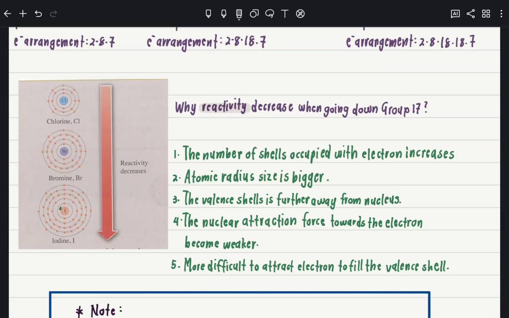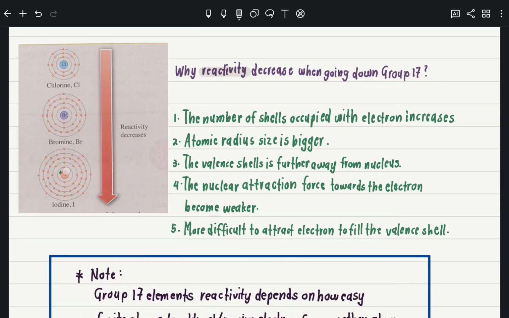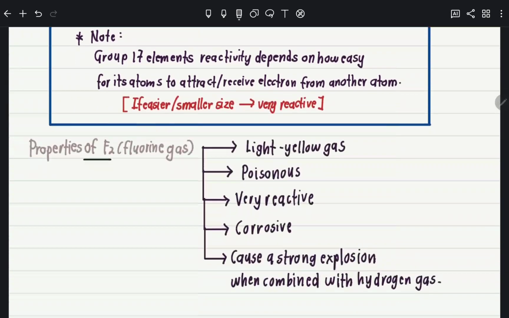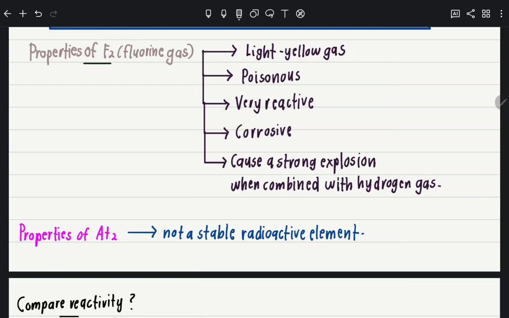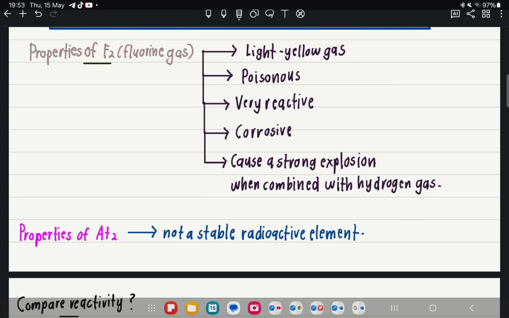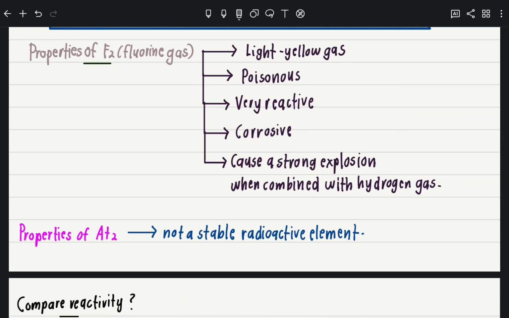Nuclear attraction force is mostly strong. Okay, you will say strong and weak. Okay, it's not higher. So I hope you understand that one. And we have one final part, properties. Okay, so these are the chemical properties and physical properties of other elements in group 17.